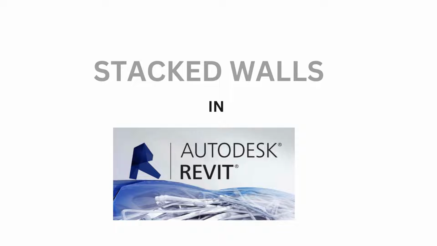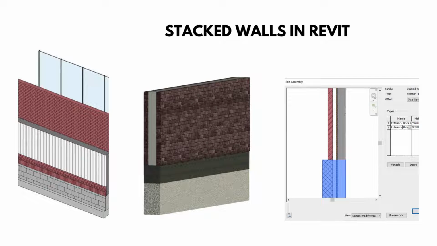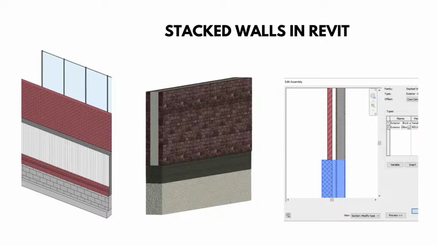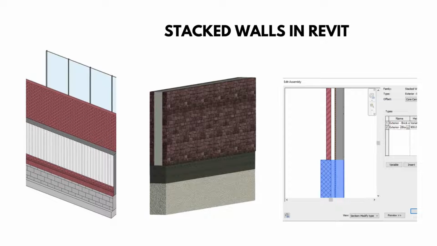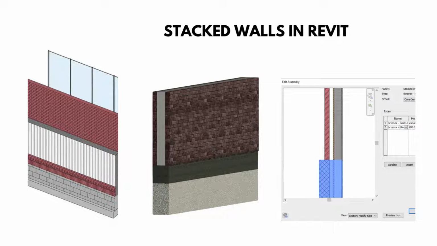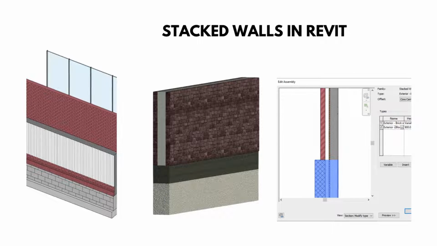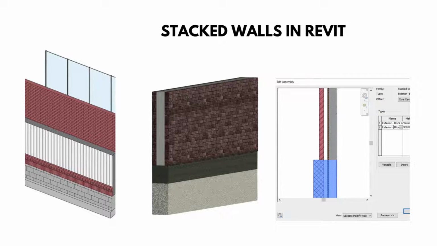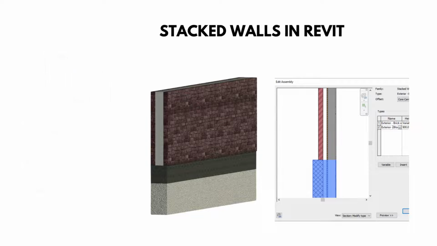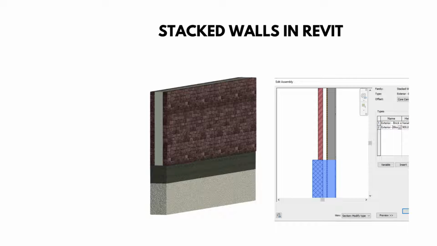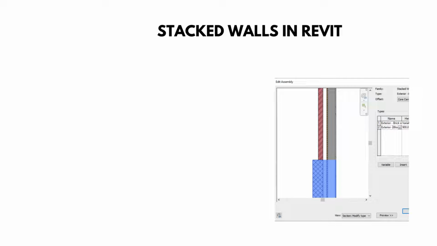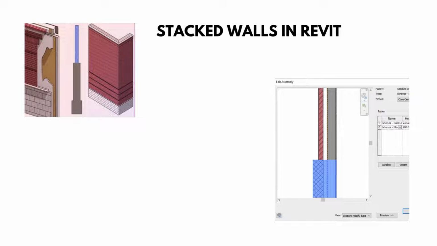Now for the rest of this tutorial we will be discussing stacked walls in Revit. In Autodesk Revit, stacked walls refer to walls that are composed of multiple layers or courses. These layers can have different materials, thicknesses, and properties, allowing for more detailed and accurate representation of real-world construction. Stacked walls are commonly used in building information modeling, BIM, to accurately model walls that have different materials or functions within a single wall assembly.